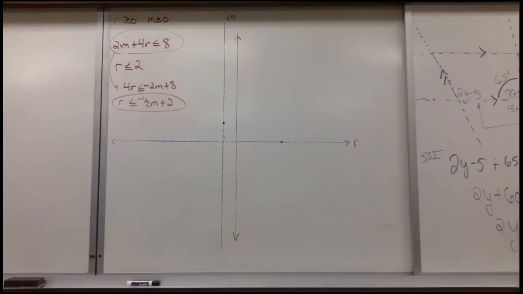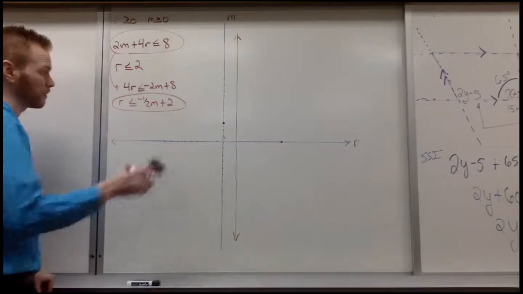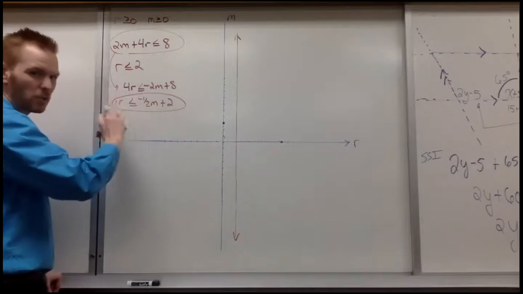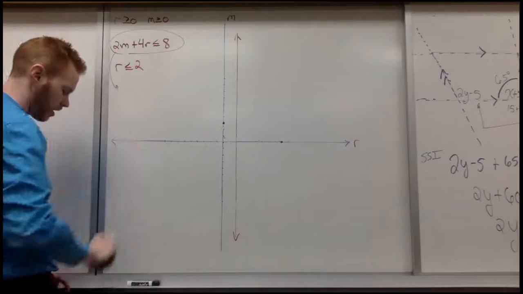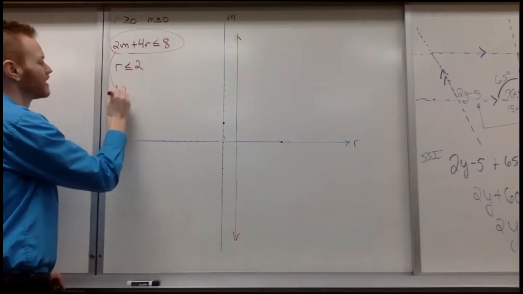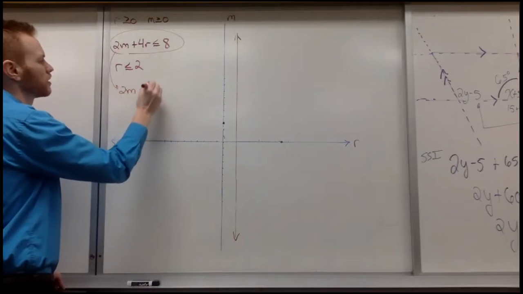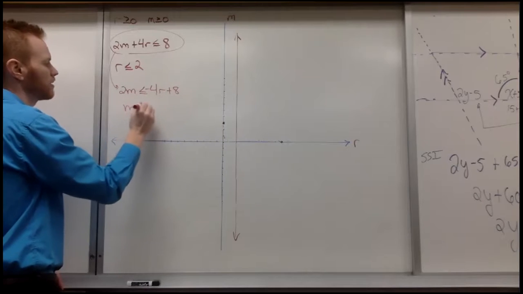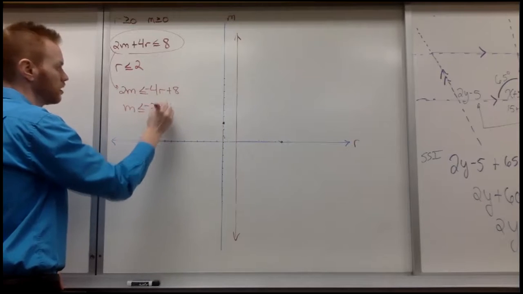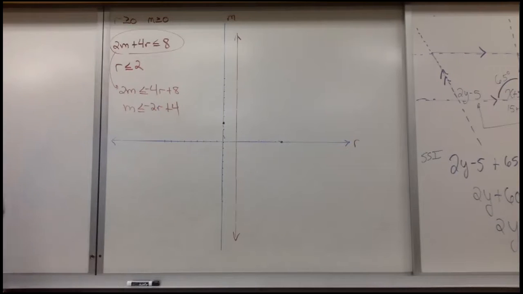What do you think? So far, so good? Oh, I didn't solve for M, did I? I solved for R. That would have been trouble for me, to be honest with you, because I situated everything for the other variable. So I apologize. Error. So it'd be 2M less than or equal to negative 4R plus 8. If I divide everything by 2, I get negative 2 plus 4. Sorry about that. That could have been bad.